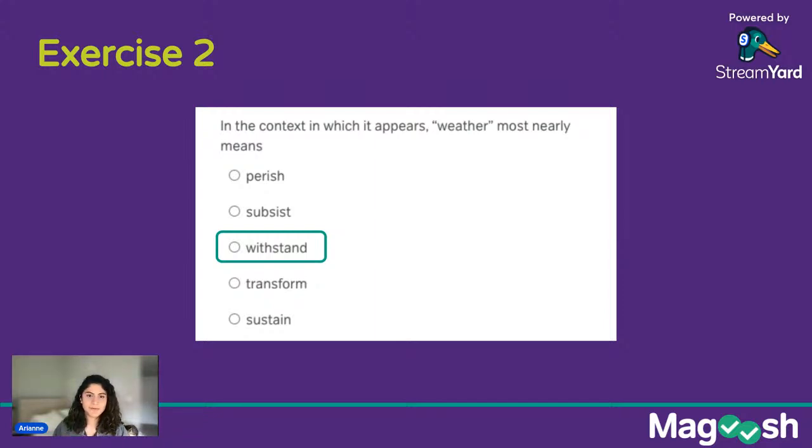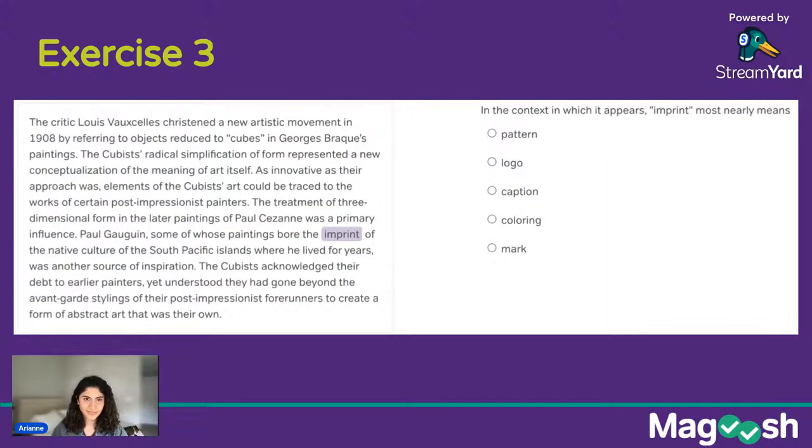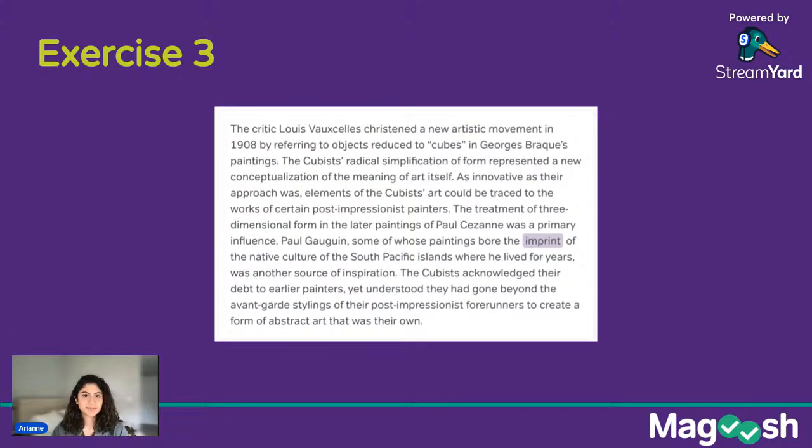Okay, it's time for exercise 3 then. Here, in the context in which it appears, imprint most nearly means. So let's go into our passage. Let's read not just once, not just the sentence, but let's read a little bit before. "The treatment of three-dimensional form in the later paintings of Paul Cézanne was a primary influence. Paul Gauguin, some of whose paintings bore the imprint of the native culture of the South Pacific Islands, where he lived for years, was another source of inspiration."